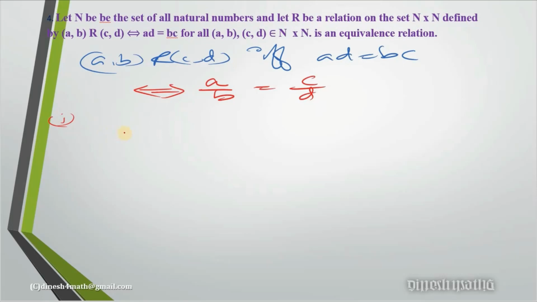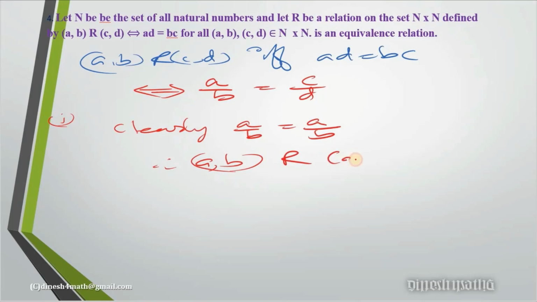To prove it is reflexive, we need to get (A, B) related to (A, B). Clearly you can say A by B is equal to A by B, right? For every A and B, this is always true. Therefore, (A, B) is related to (A, B) for every (A, B) in the set N cross N.